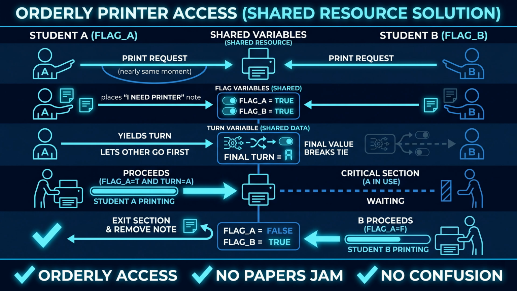Let us use a real example. Imagine two students sharing one printer in a lab. Student A and student B both click print at nearly the same moment. Each places a sticky note saying, I need the printer, which represents the flag variable. Then each politely says, let the other go first if needed, which represents setting the turn variable. Since both cannot print at once, the final turn value decides who gets access first. One prints while the other waits. After finishing, the first removes the sticky note and the second proceeds. No paper jam, no mixed pages, no confusion.